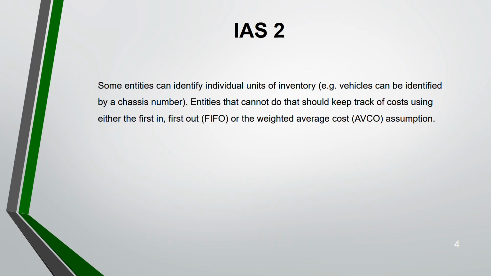Now, some entities can identify the individual unit of inventory. So, for example, vehicles can be identified by a number, chassis number.